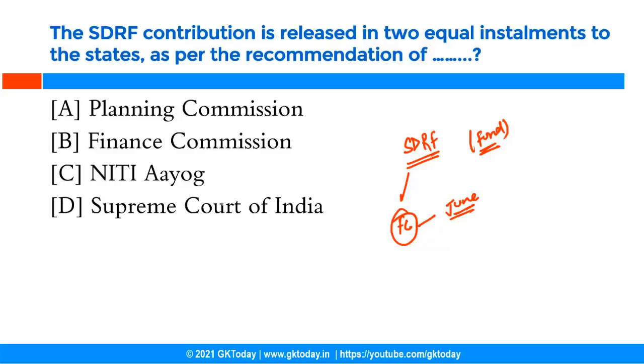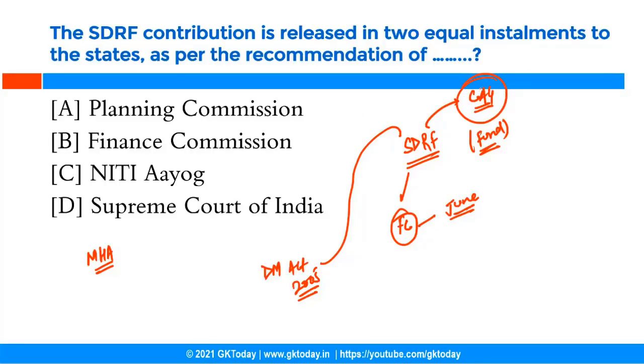Now please note that SDRF has been constituted as per the provisions of the DM Act of 2005. What is DM? It is the Disaster Management Act. For disaster management, the nodal authority in our country is MHA, that is the Ministry of Home Affairs. This Disaster Management Act provides the statutory basis to the State Disaster Response Fund. Please note that this fund is audited by CAG, that is the Comptroller and Auditor General of India. It is a constitutional position, and the provisions for this post are mentioned in Article 148 of the Indian Constitution. Finance Commission is also a constitutional authority, and it is constituted as per the provisions of Article 280.